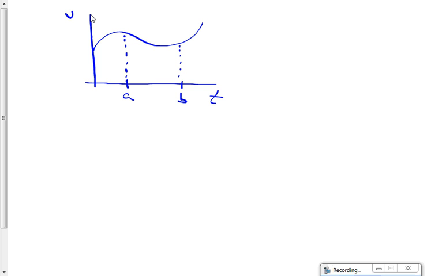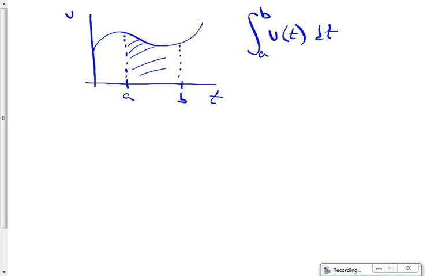But what am I trying to find here? If I wanted the integral from A to B of the velocity curve, what in real world terms am I trying to find? Displacement. And because velocity is always positive, we could also say distance traveled. So I'm trying to find the distance traveled between A and B. Okay?